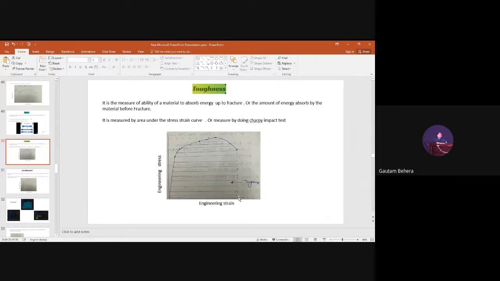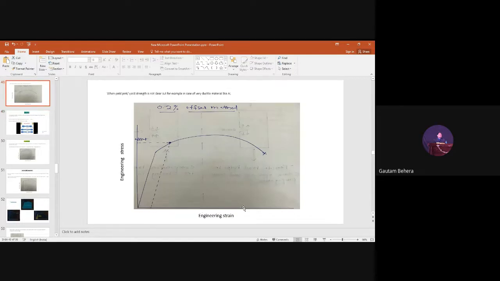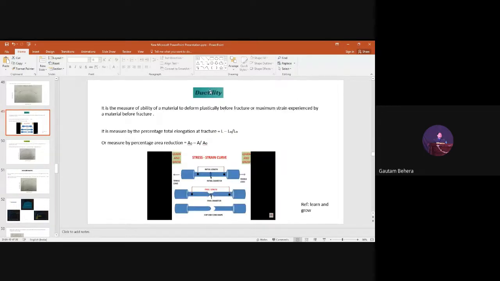If the fracture strain is more and more, that means the material is more ductile. If the fracture strain is less, suppose fracture happens at this point, and you draw a projection here, then this is less ductile compared to the other one, right? That's why the definition is: maximum strain experienced by the material before fracture. So the strain axis will always give you the ductility behavior, and the stress axis will always give you the strength behavior of the material. So how is ductility measured mathematically? Ductility can be measured by two means.